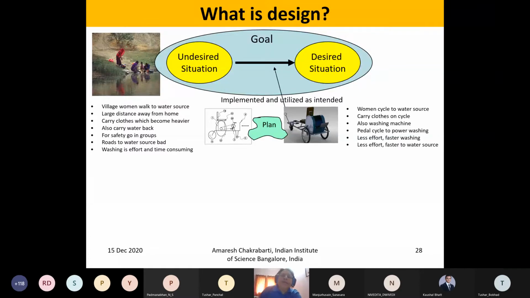Takes about half an hour to clean and gives the same cleaning quality as a commercial washing machine with the normal water, and then you can carry the clothes back in the same machine.